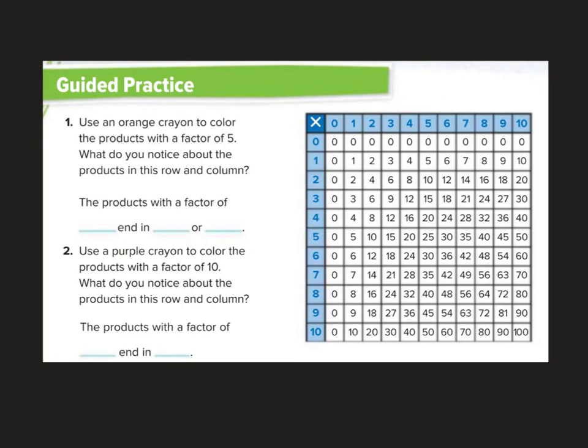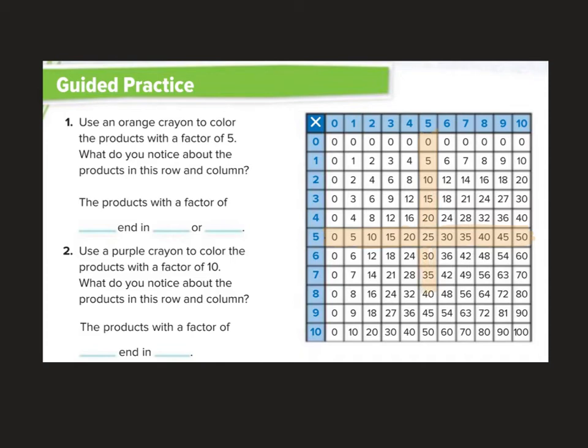Okay, use an orange crayon. All right, let me get my orange highlighter out here. Use an orange crayon to color the products with a factor of 5. Now, my question for you is, can I color up and down too, or can I only color side to side? This is horizontal when we talk about side to side. Could I also color these up and down? Do they follow the same number pattern?